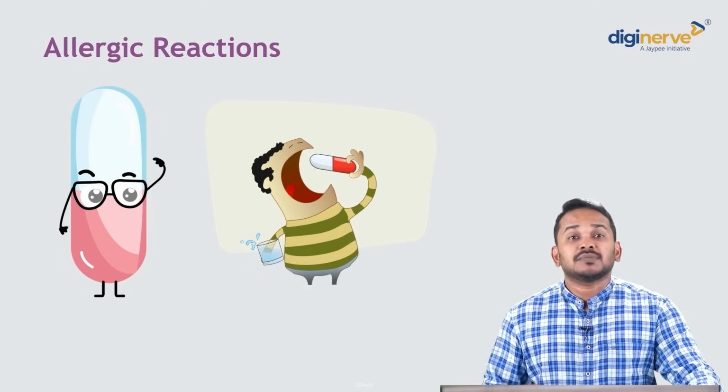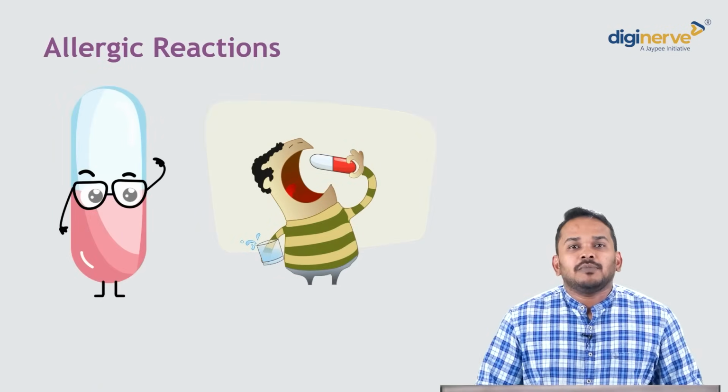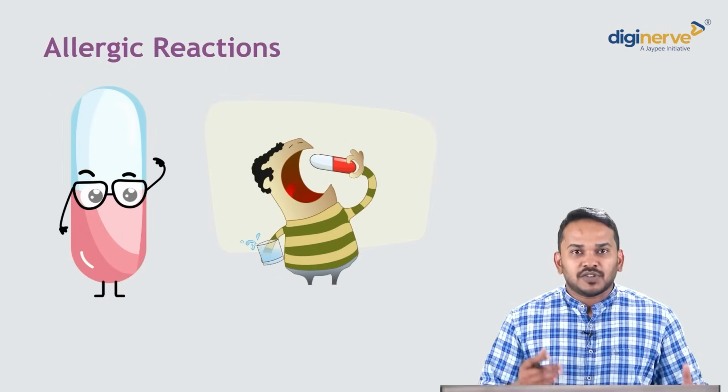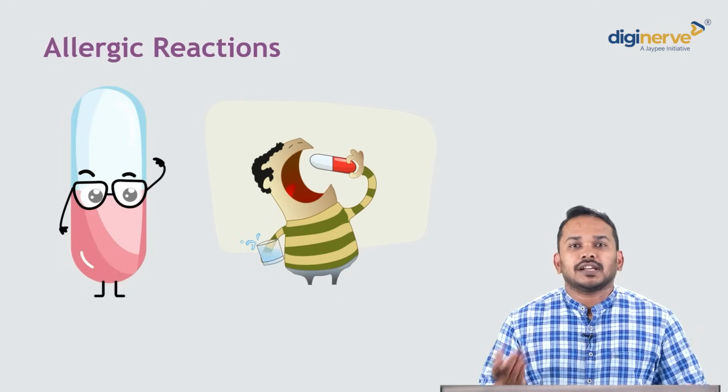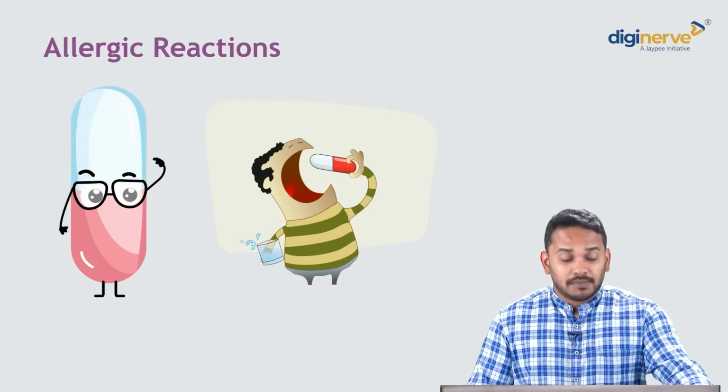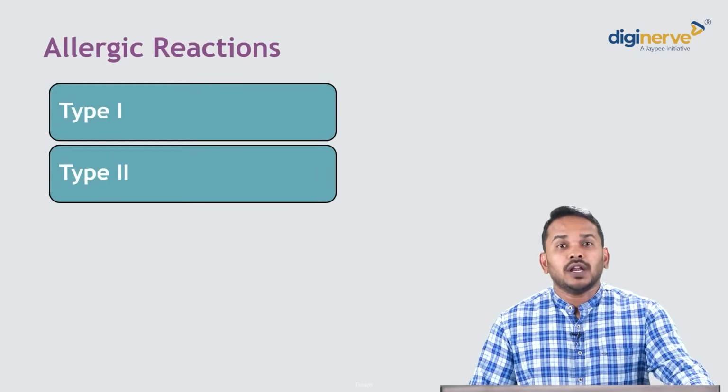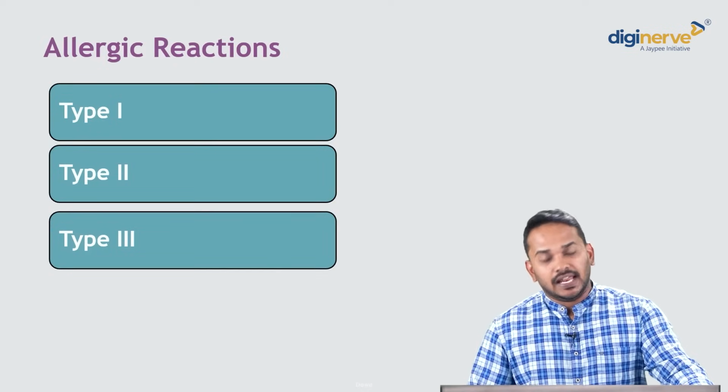Allergic reactions are reactions that occur to a drug to which the person is previously exposed. These allergic reactions would be discussed in detail in pathology, and I will be discussing the different types of hypersensitivity reactions and which are the drugs that produce these hypersensitivity reactions. Allergic reactions are basically classified into type 1, type 2, type 3 and type 4. We will see each type of hypersensitivity reaction. First, we will see what is type 1 hypersensitivity reaction.